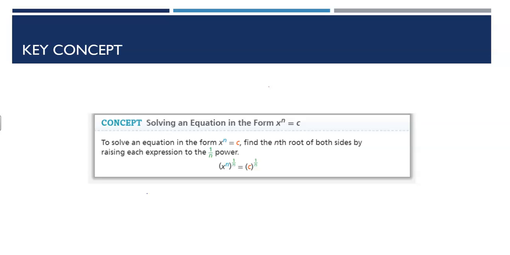Here's the concept that you would need to understand when you're trying to solve an equation such as x cubed equals 64. This is telling me that I can raise each one to the 1 over nth power, which is 1 over 3. And I could put that in my calculator, and I would get x would be 4. And since this is an odd power, I only have one real solution.